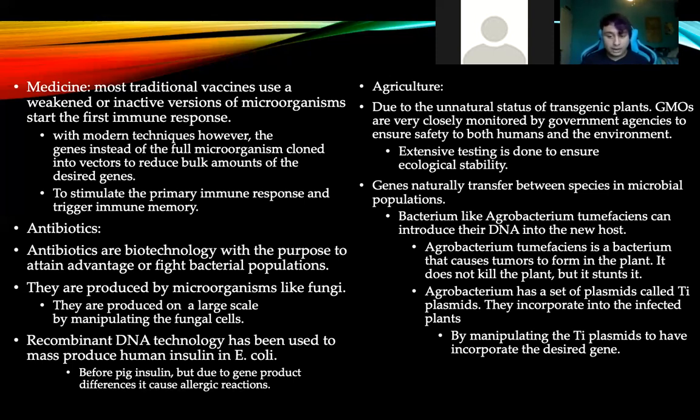Bacterium like Agrobacterium tumefaciens, please excuse my pronunciation, can introduce their DNA into a new host. This Agrobacterium causes tumors to form in plants. It doesn't kill the plant, but it stunts it. Now, inside of this Agrobacterium, it has a set of plasmids called Ti plasmids, and they're what the bacterium uses to incorporate their DNA into the infected plant. Researchers, by manipulating the Ti plasmids, have been able to incorporate desired genes into animals and plants.